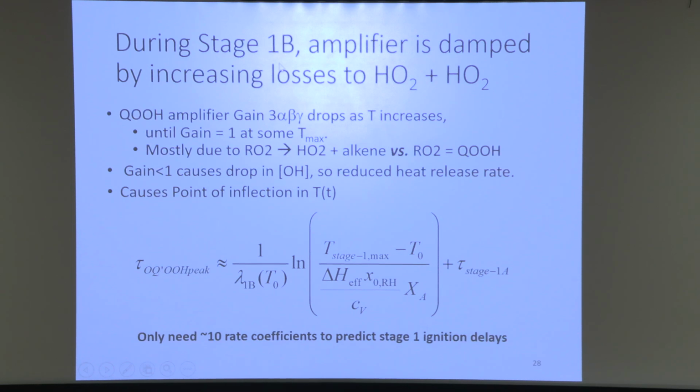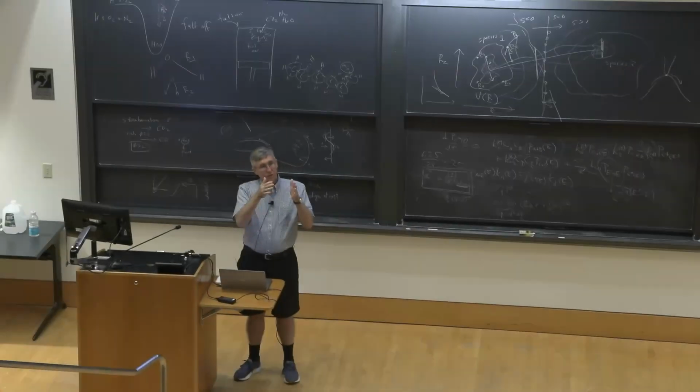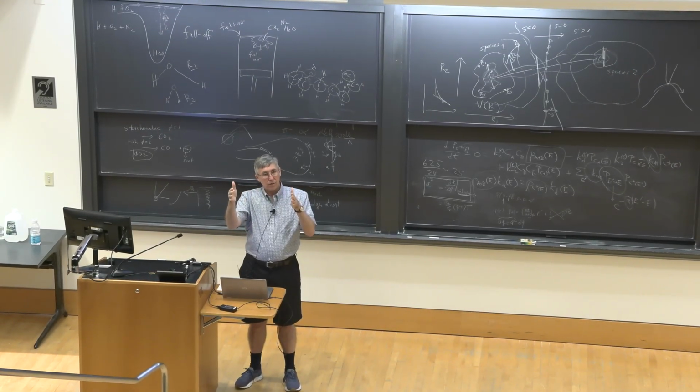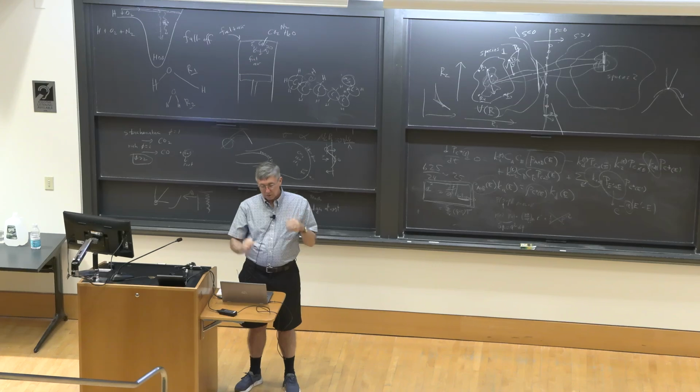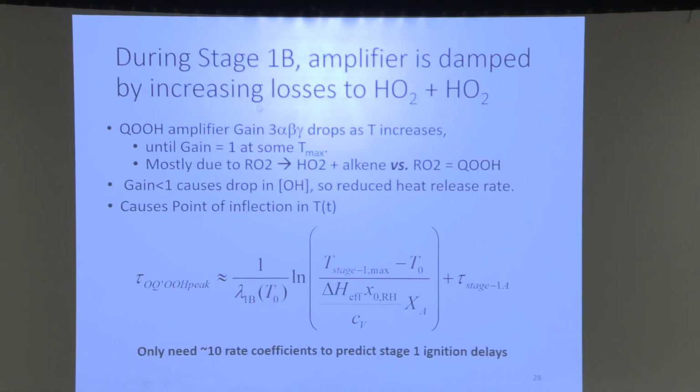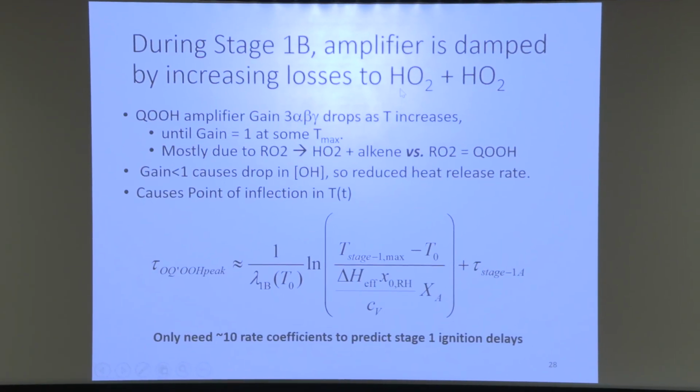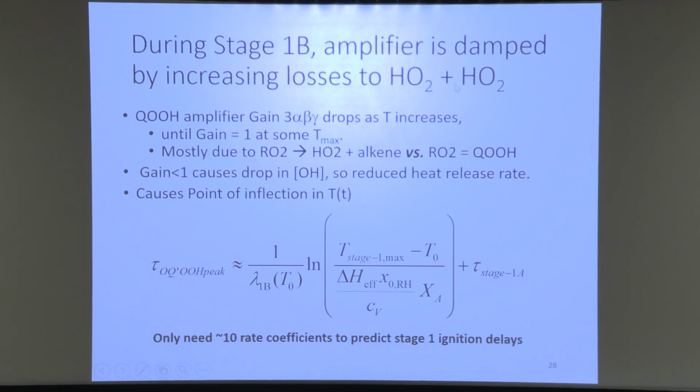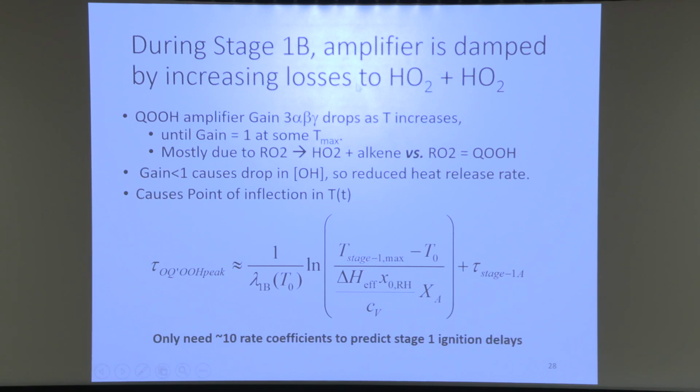And then in stage 1B, you've lost the R plus O2 channel because you've reached the point where R plus O2 is equilibrated with the product RO2. And so that doesn't work anymore. Now you're all about HO2, and as the HO2 builds up, eventually the HO2 plus HO2 reaction starts to win over the HO2 plus fuel reaction, and that reduces it. You get increasing losses to this channel, which is not making any amplification for you. So this makes a point of inflection in the temperature.